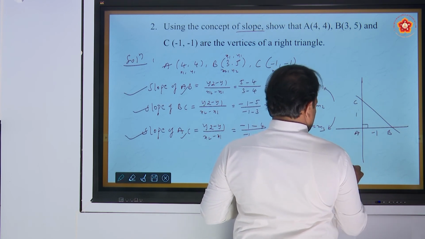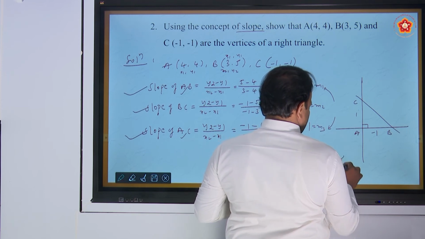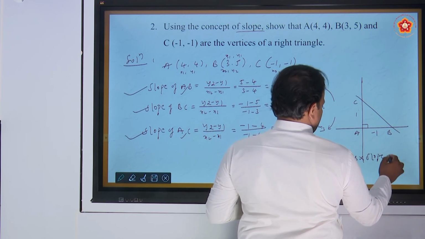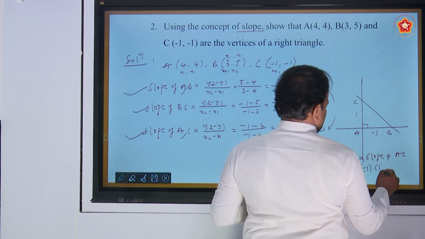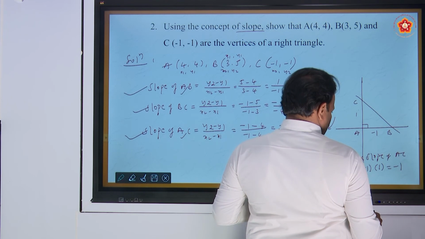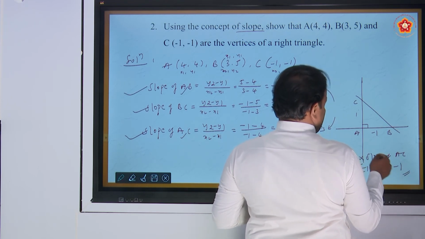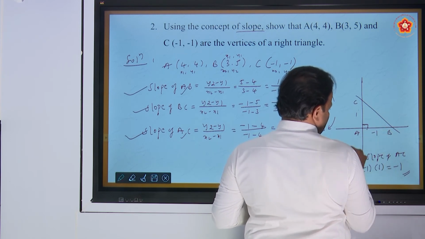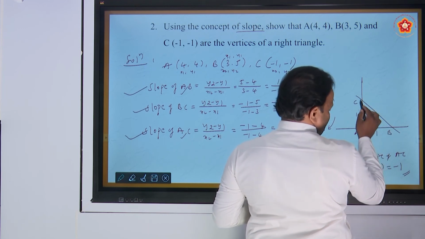Multiply these two. Slope of AB into slope of AC is equal to: slope of AB is minus 1, slope of AC is plus 1, equal to minus 1. Minus 1 into 1 is minus 1. Therefore, if the product of slopes is minus 1, then two lines are perpendicular. These AB and AC are perpendicular, means this angle is 90 degrees. Clearly, we say that ABC is a right angle triangle.